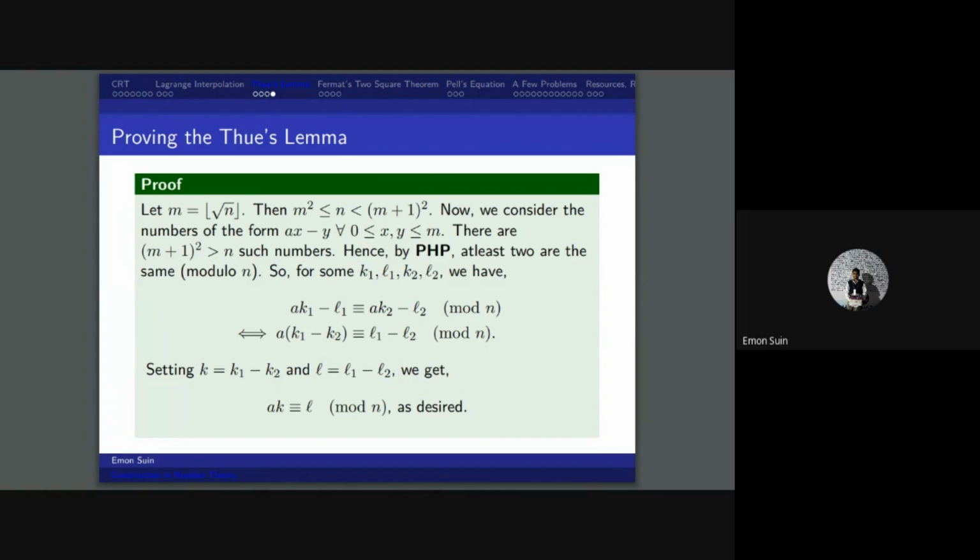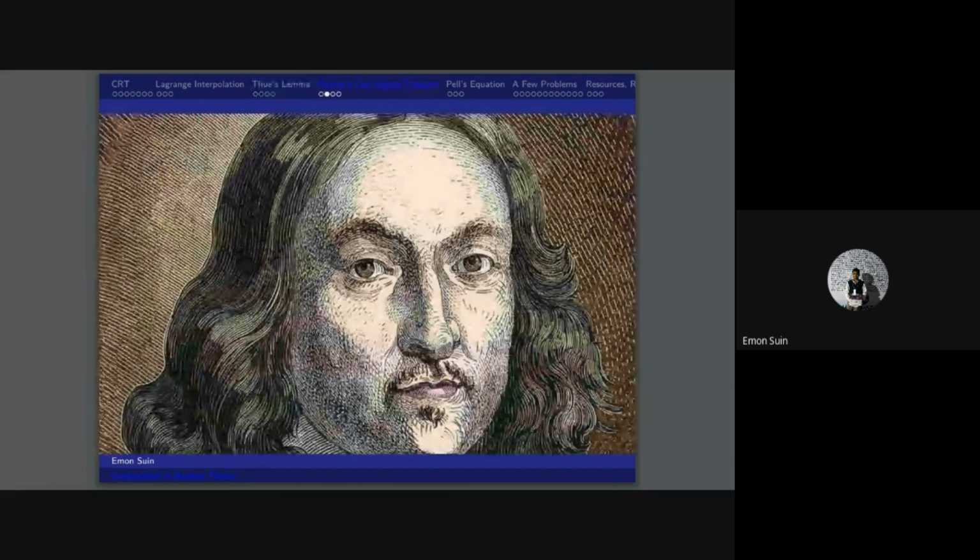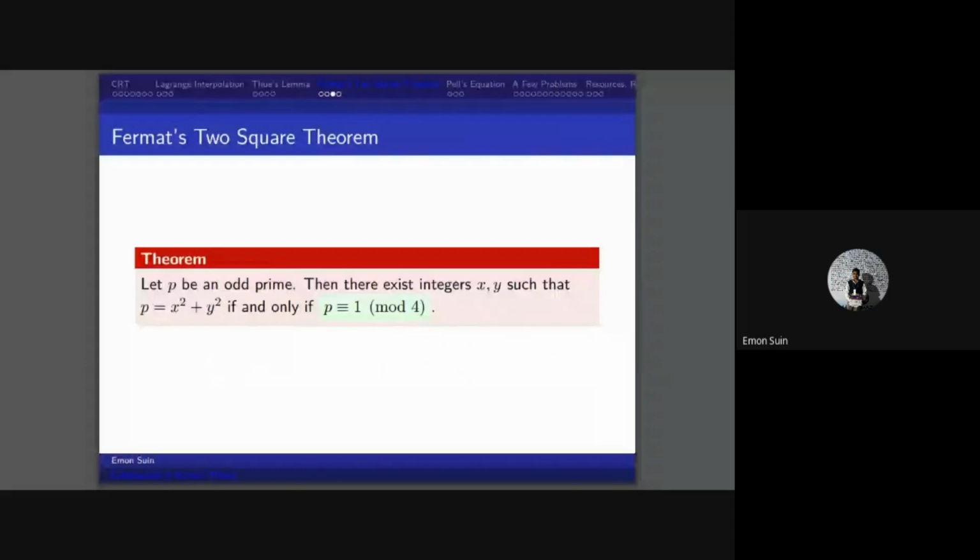Okay, so I will next move on to Fermat's two-square theorem. What does Fermat's two-square theorem state? It states that if p is an odd prime, then there exist integers x and y such that p equals x squared plus y squared if and only if p is congruent to 1 mod 4. Does anyone have any doubt with the statement? I don't think so. Yeah, so then let's move on to the proof.